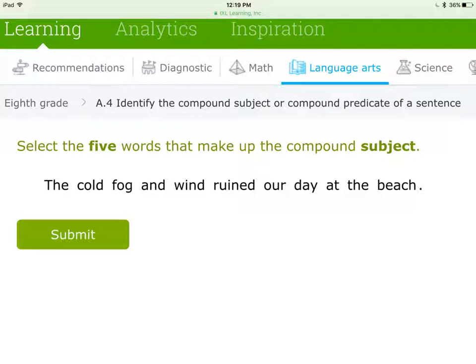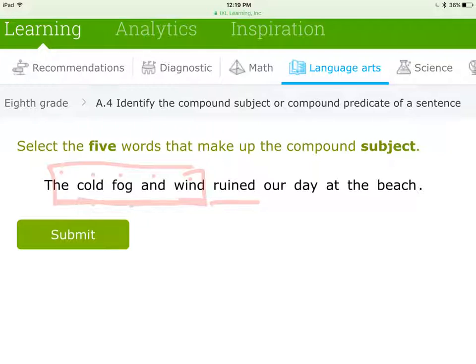Another subject, five words that make up the compound subject. I'm going to find that predicate first. Okay, what happened is ruined. So I say who or what ruined the day at the beach? Well, the cold fog and the wind. But then any other words about them? Yep, the cold fog. And the and that joins them, that is 1, 2, 3, 4, 5. That works for me. These five words would be the compound subject.